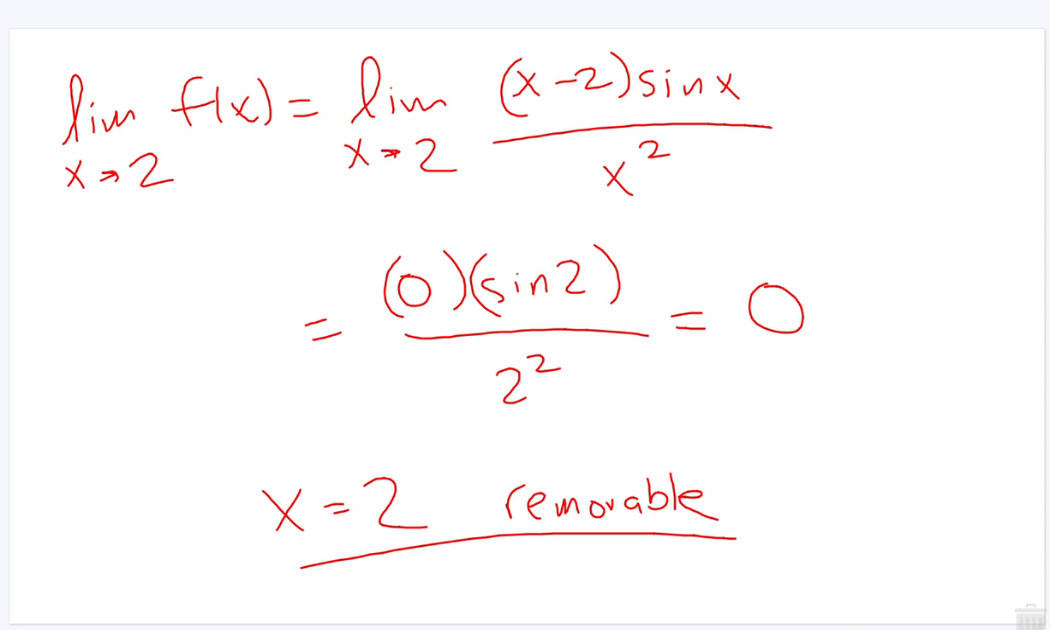We've got 3 types: jump, infinite, and removable. And we should know based on the limits what type of discontinuity each discontinuity of a function is going to be. And that's going to be it for today. And next time we'll cover the intermediate value theorem, which will be our last section for this unit.